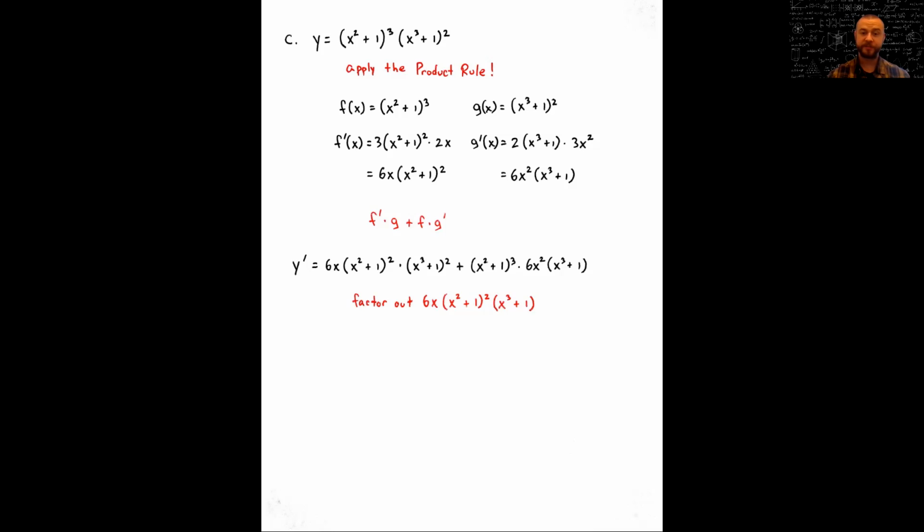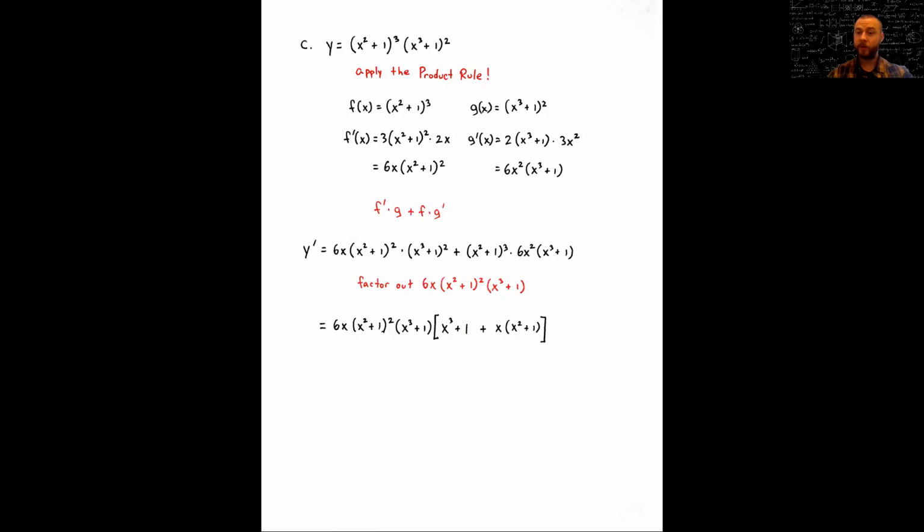So let's factor out 6x times (x squared plus 1) squared times (x cubed plus 1). And what's left, I'm putting it in brackets. To the left of the addition sign, we're left with a single factor of x cubed plus 1. And to the right of the addition sign, we're factoring out 6x, so we're left with one factor of x. And we're factoring out (x squared plus 1) squared, so we're left with x squared plus 1, just a single factor of that.